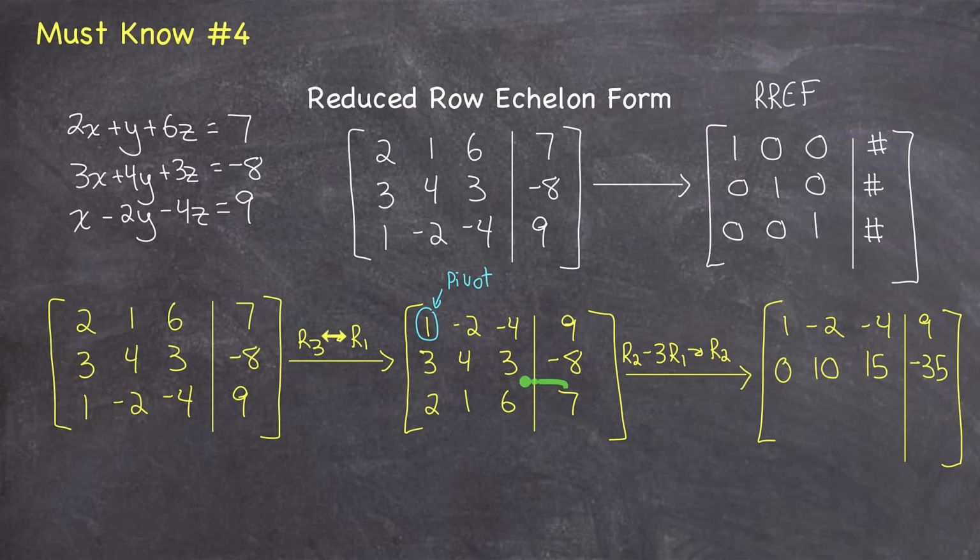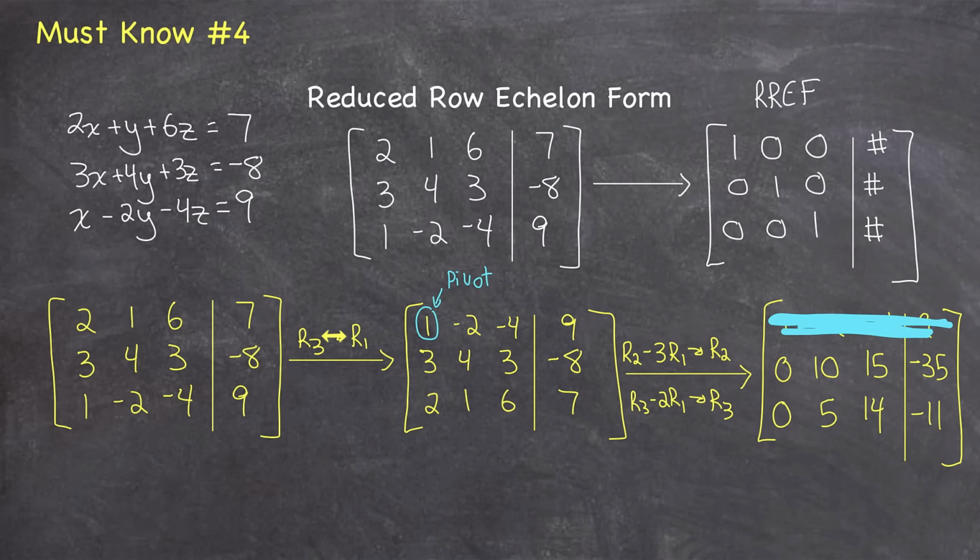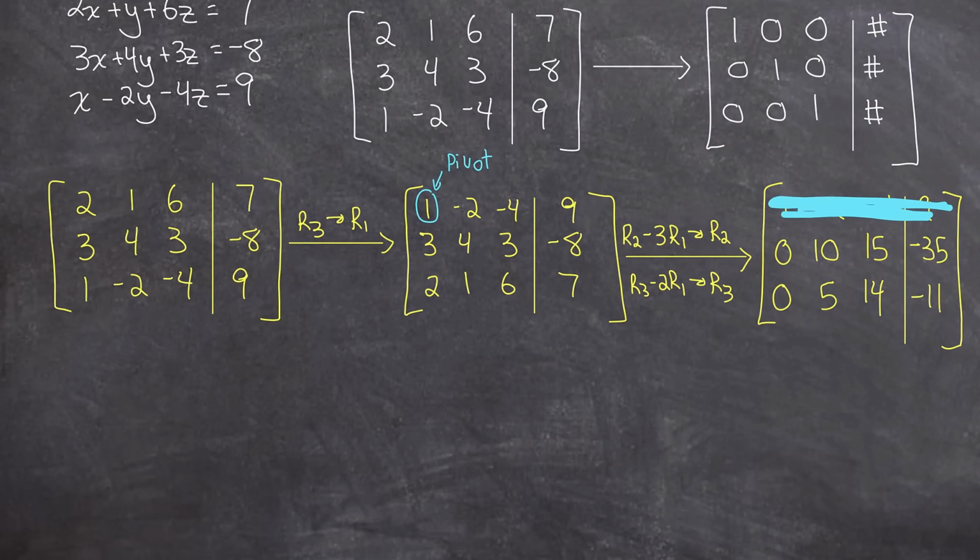Now that we've created zeros below our first pivot, we're going to ignore the first row and repeat that same process for the remaining submatrix. We're going to look at the first non-zero column. We're going to make a non-zero value be the pivot. I might as well let 10 be the pivot, and then make everything below that 10 become a 0. So I just need to make this 5 become a 0. We'll continue doing that down below.